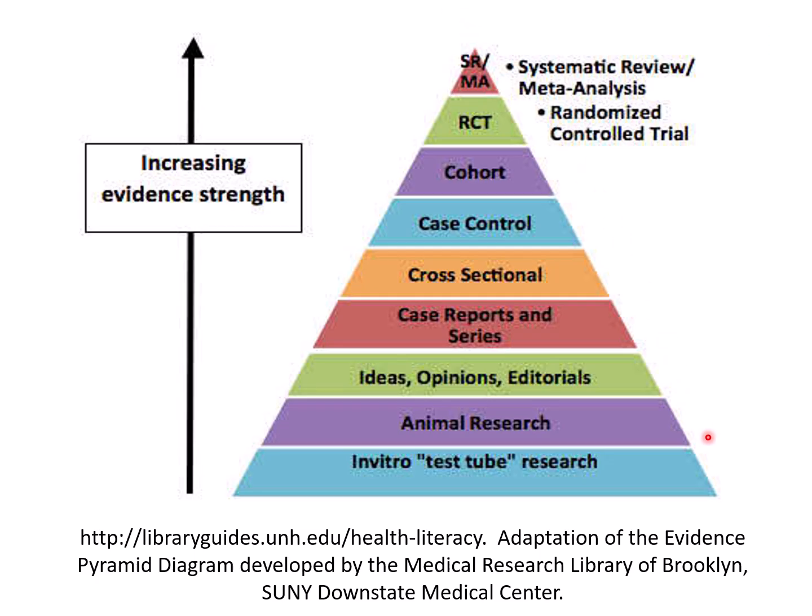So here is the hierarchy of evidence, in which you have test tube research, animal research, ideas, opinion, editorial, then case report series, cross-sectional studies, case report, case control, cohort, randomized controlled trials, systematic reviews, and meta-analysis. These are with increasing strength. These are the studies with least strength, and these are the studies with highest evidence strength.